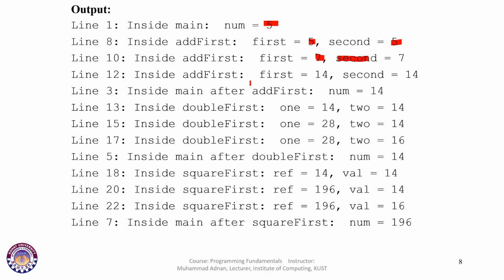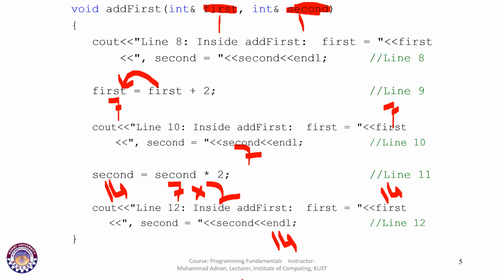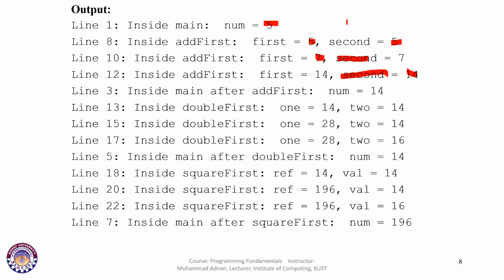Similarly, when we multiplied second by 2, the change is reflected here and also in the first variable. So you can see here that 14 is displayed, 7 is displayed, and here 5 is displayed. So here you can see 5, 7, 14 and 14.